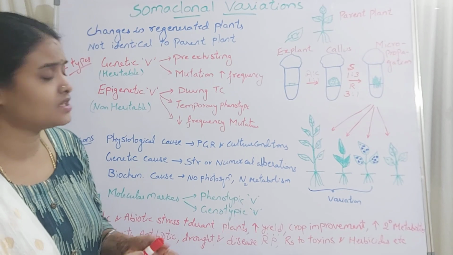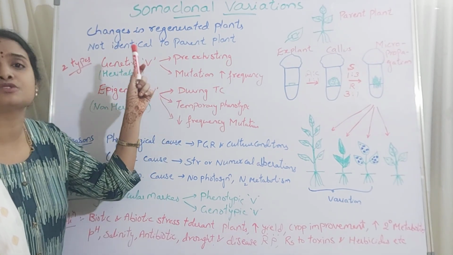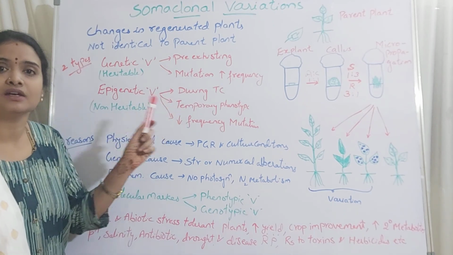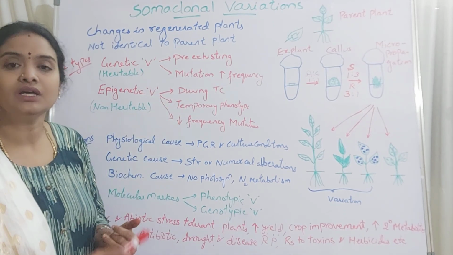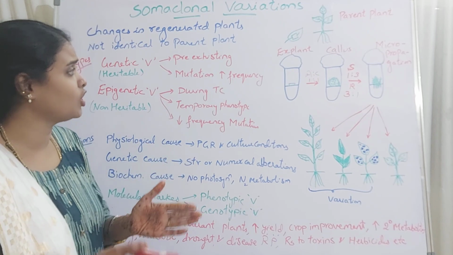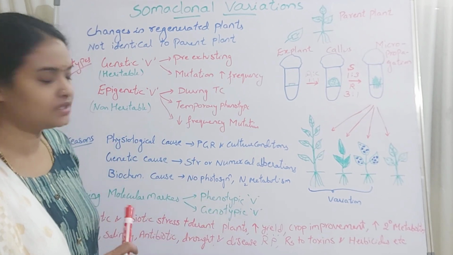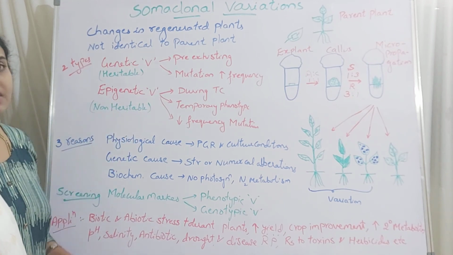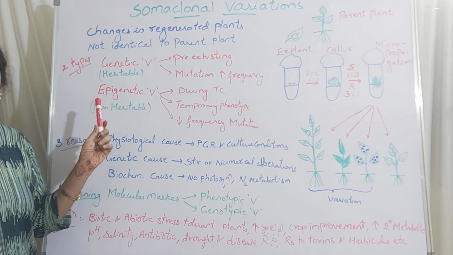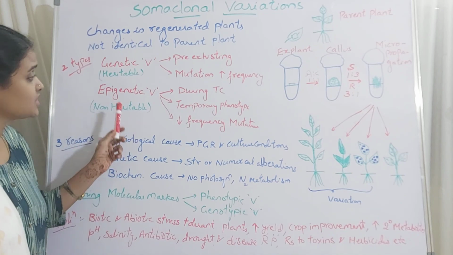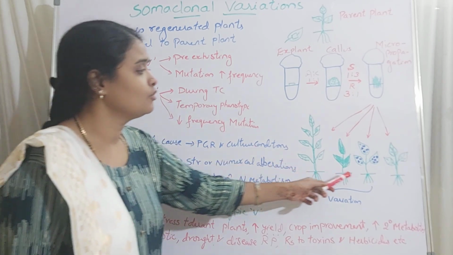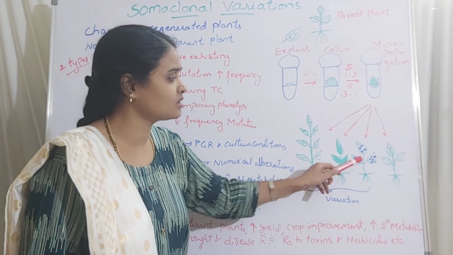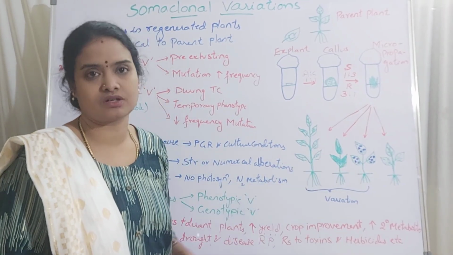Okay, first one is if the variation is pre-existing in the somatic cell or if the mutation is occurring at high frequency, they will be inherited. That variation will not be reverted back. Is that clear? Next, coming to the epigenetic variation. These epigenetic variations are non-heritable. That means the changes which have occurred in the plants will remain only in them. These changes are not inherited by the next generations.